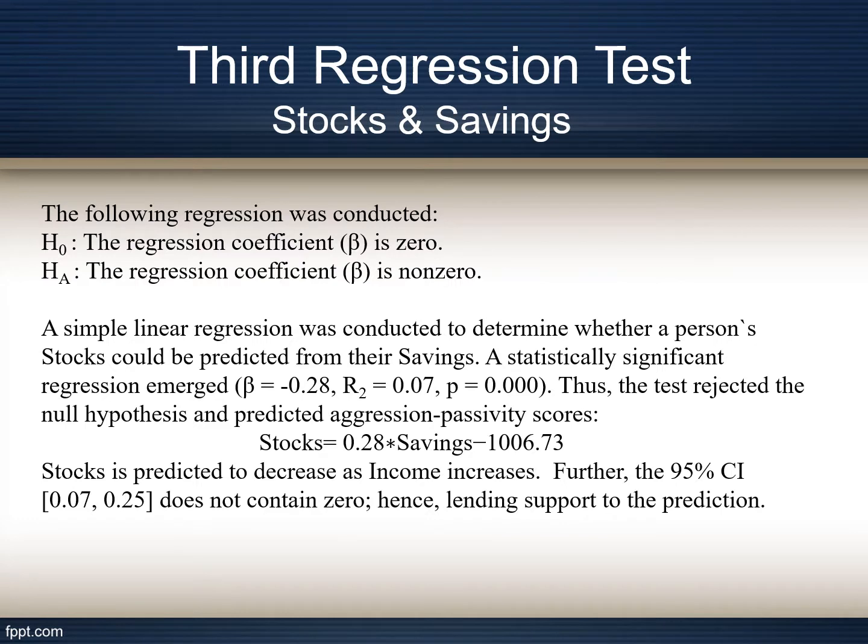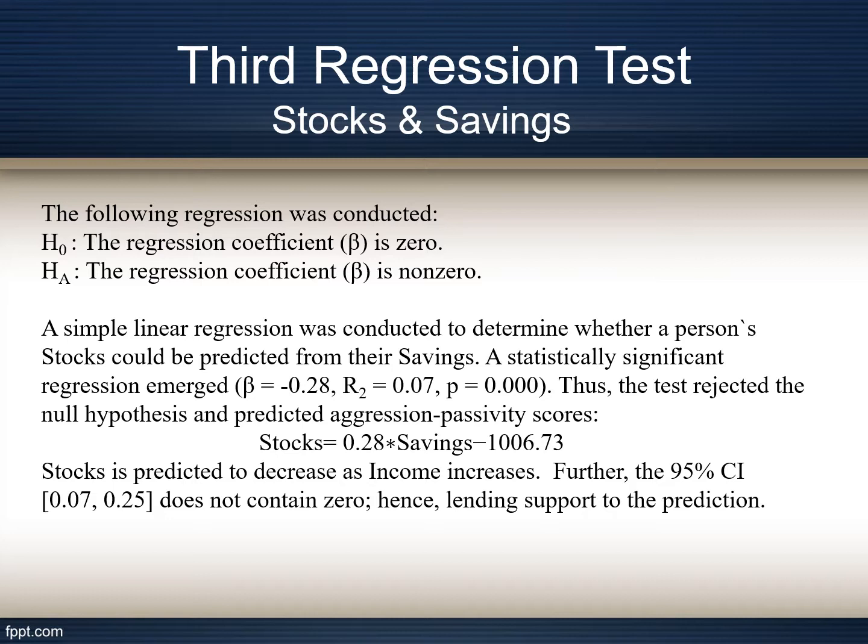The third regression test was stocks and savings. The following regression was conducted. The null hypothesis was the regression coefficient is 0. The alternative hypothesis was the regression coefficient is not 0. A simple linear regression was conducted to determine whether a person's stocks could be predicted from their savings. A statistically significant regression emerged. Beta equaled negative 0.28, r squared equaled 0.07, and p equaled 0.0.